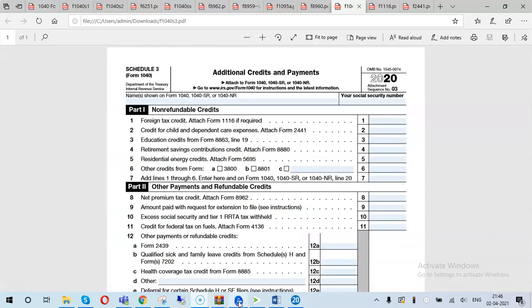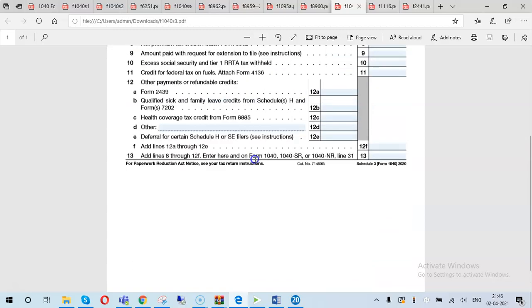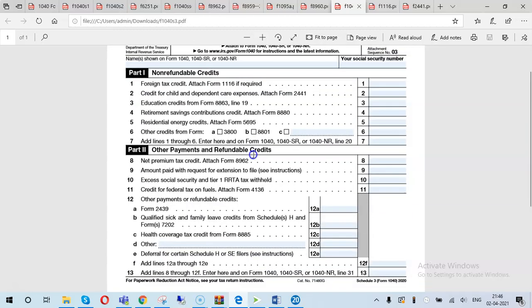Hello guys, today I am going to talk about Schedule 3, additional credits and payments. You can see this is a single page form and it consists of two parts: non-refundable credits, and other payments and refundable credits. Basically, Schedule 3 was aimed at helping people to claim the refundable tax credit. IRS changed Schedule 3, adding refundable credits and certain types of payments that can help to reduce the tax liability of the taxpayers. So, let's discuss each and every line of Schedule 3 in detail.